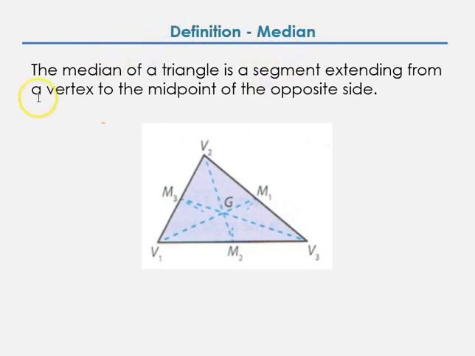Definition: median. The median of a triangle is a segment extending from a vertex to the midpoint of the opposite side. This can be confusing when we're thinking now of altitudes and angle bisectors and perpendicular bisectors. But the median goes from the vertex to the middle of the opposite side. This is fairly easy to draw. You'll get a clear point of concurrency in this triangle. It's point G.